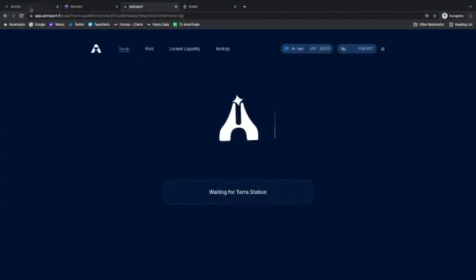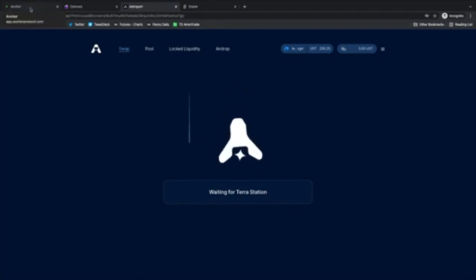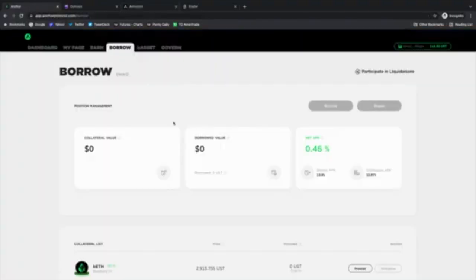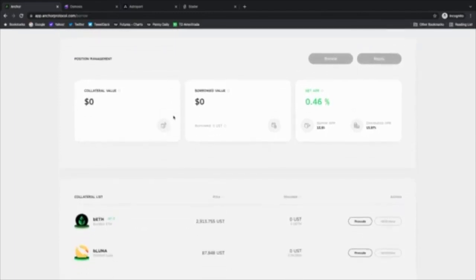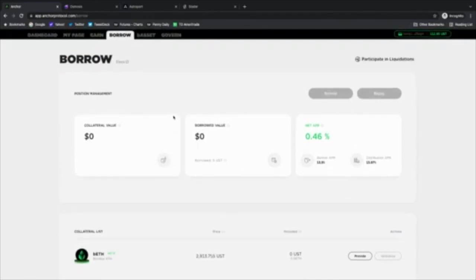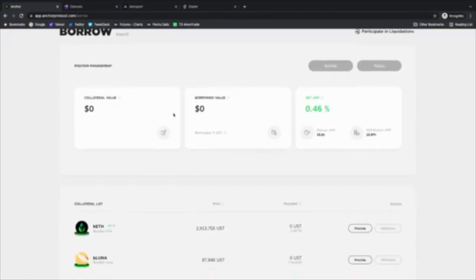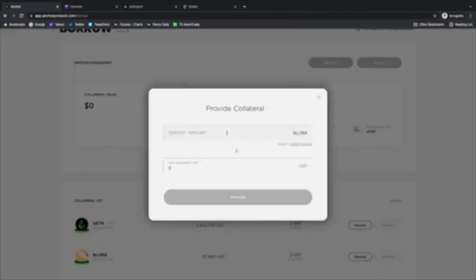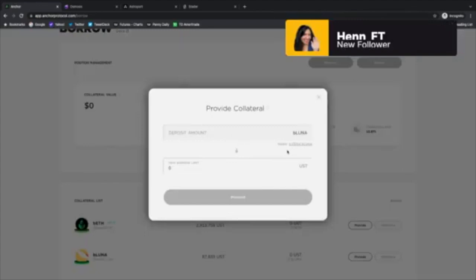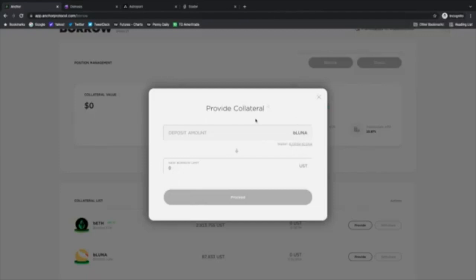Okay, I'm going to go to Anchor. I'm going to switch screens here. I'll give it a second to pop up. And we're going to go to the borrow tab that we started at, and go to the collateral list at the bottom. On the collateral list, we're going to click provide. That provide is going to show me the bLuna that I have in my wallet. So when you buy bLuna from either Astroport or TerraSwap or whatever other DEX is out there, and you connect your wallet, it'll show you what bLuna you have.